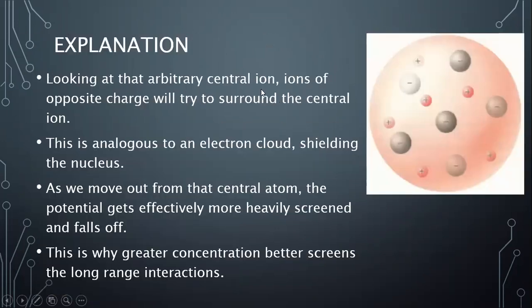Now, we can look at this as an arbitrary central ion. So why is this happening? Ions of the opposite charge will try to surround the central ion. So if we're looking at this negative central ion, we're going to have these cations trying to surround this. It's analogous to an electron cloud shielding the nucleus. So as we move away from that central ion, the potential will get more heavily screened and fall off. As we go further and further away from the central ion, the solvent won't be able to penetrate through these ions, and we'll see it lost.